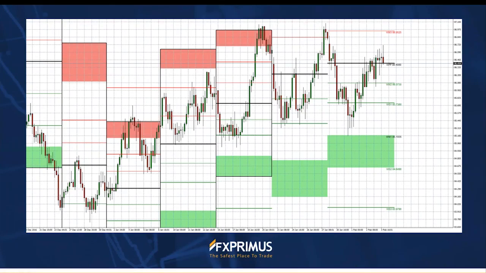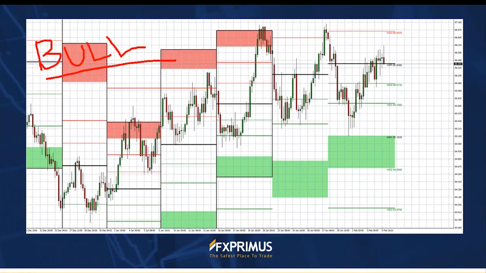Okay, one moment. Right, okay. So let's look at this chart. What should we be? A bull or a bear? We can only be one. It doesn't matter, I'm going to do both. So we'll start off with being bulls. Okay, let's start off with bull.